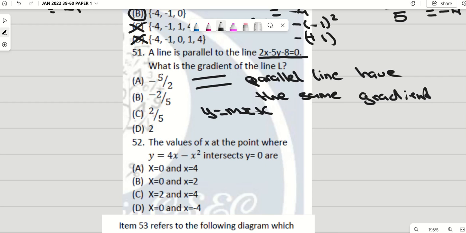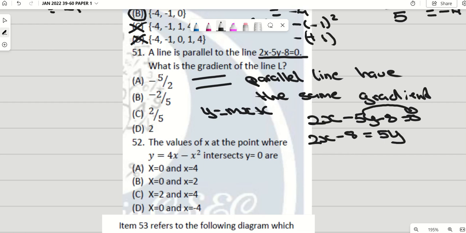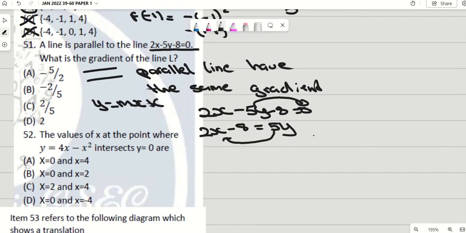So if we look at this, we have 2x minus 5y minus 8 equals 0. We want positive y, so we're going to carry across this negative 5y to turn to positive 5y. So 2x minus 8 is equal to 5y. Then we want y by itself, so you carry across, multiply by 5, that is going to turn to divide by 5. Let's shift this up so I can get more space. So y equals 2x minus 8, all divided by 5.